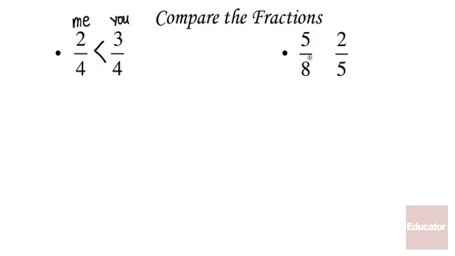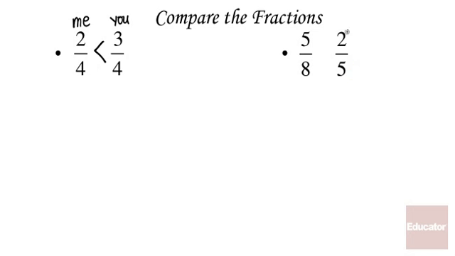Now in the same way, 5 out of 8 and 2/5. Now these denominators are different, so then we have a different number of parts. Now if I look at this, 5/8, I know that half of 8 is 4. So if I look at this, this would be greater than half, right? Because 4 out of 8 is half. So 5 out of 8 is bigger than half.